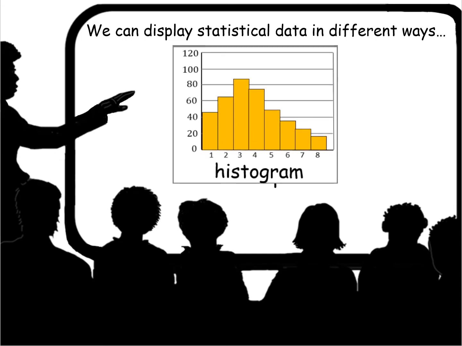A histogram looks like a bar chart, and it is a type of bar graph, but it's different because the y-axis is frequencies, the frequencies of something occurring, which would be along the x-axis.